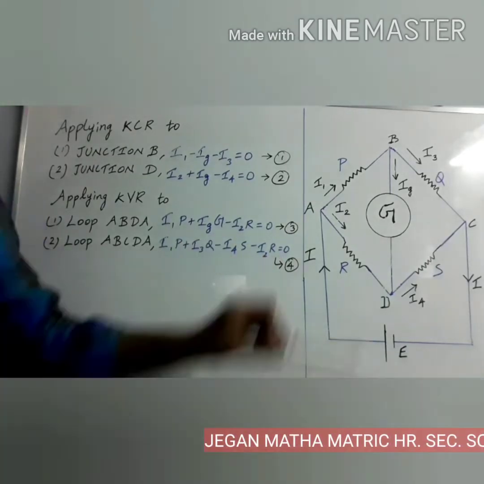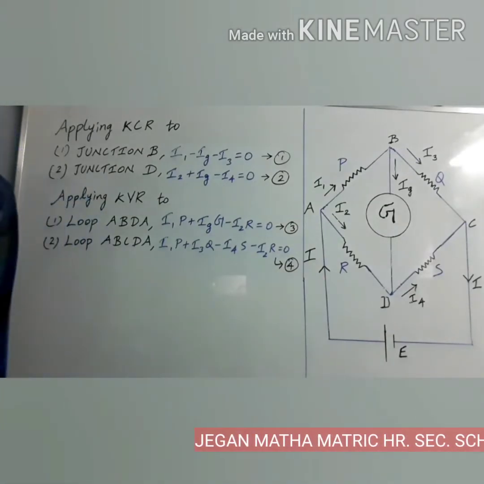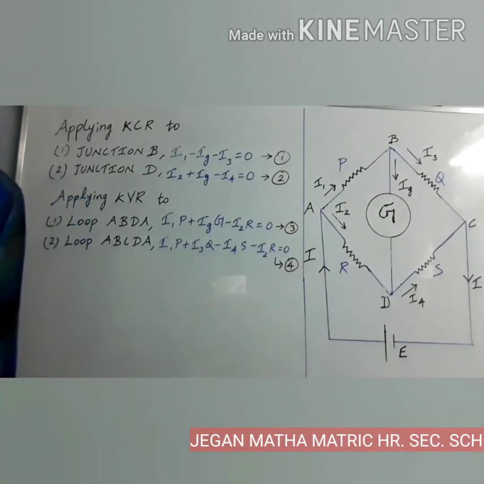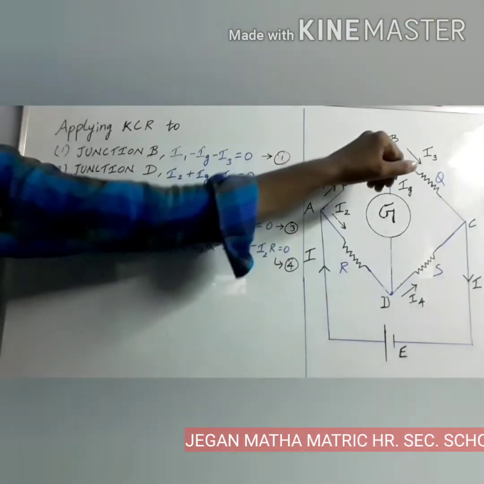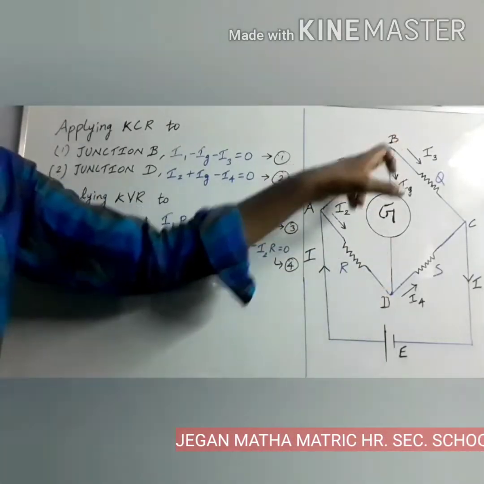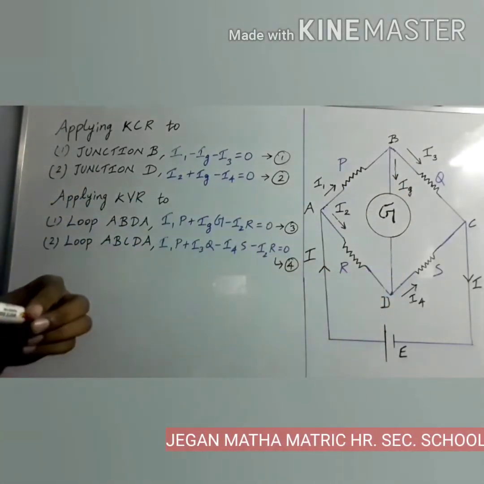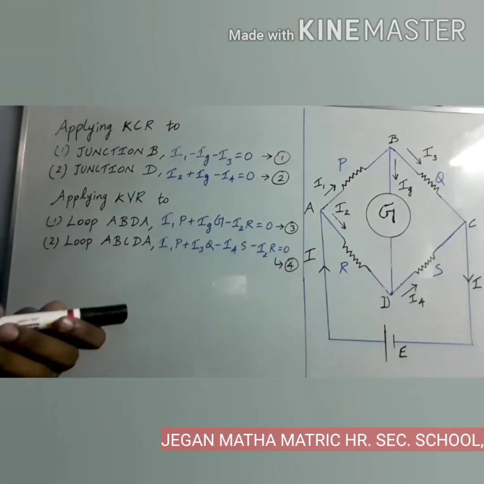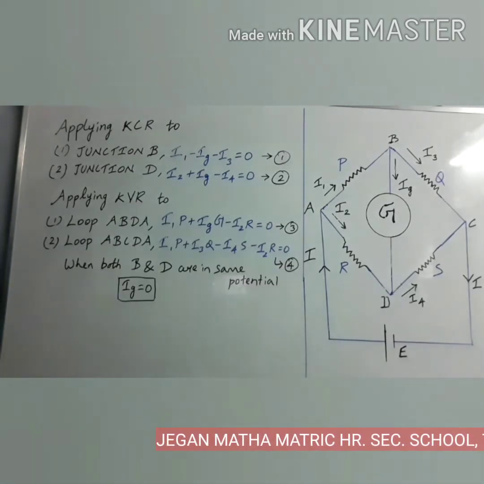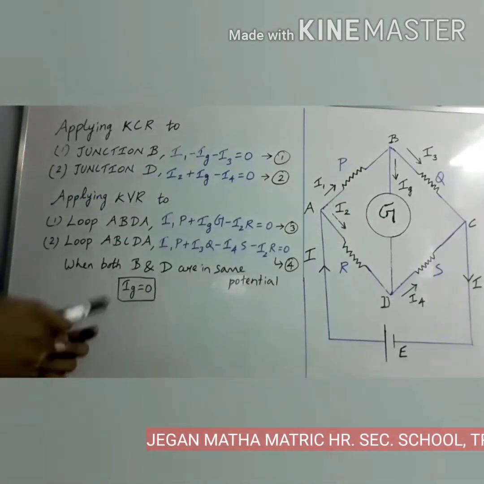When the points B and D are at the same potential, the bridge is said to be balanced. Then there is no potential difference between B and D. So there will be no current flow through the galvanometer because they both are at the same potential. We know that for current to flow through a material, there should be a potential difference. When both B and D are at the same potential, there will be no flow of current. So Ig value is equal to 0.